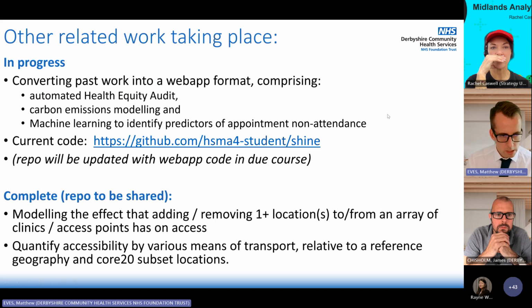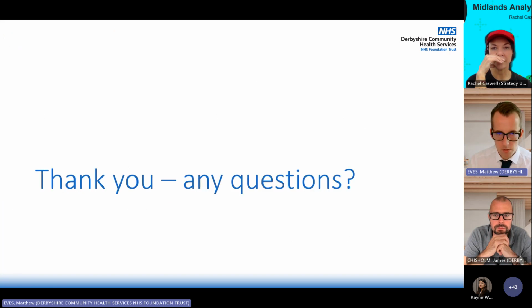And some work that's recently been completed is looking at modelling the effect of adding or removing one or more clinic locations to an array of clinic points to determine the effect on access by various means of travel. That one's finished but not yet published, so it will be in due course.